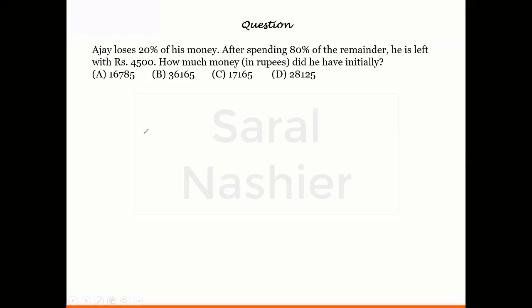So here the question says Ajay loses 20% of his money. After spending 80% of the remainder, he is left with rupees 4,500. How much money did he have initially? This question is also from one of the exams. It says Ajay loses 20% of his money. So can I say that there is a reduction of 20% in his money, right? After spending 80% of the remainder, so whatever is left after losing 20%, he spends 80% of that as well now. So can I say further he would reduce it by 80%? He is left with 4,500 rupees. So how much money did he have initially?